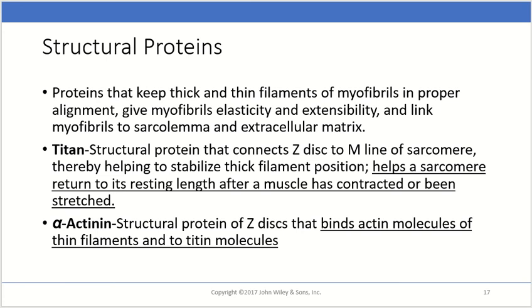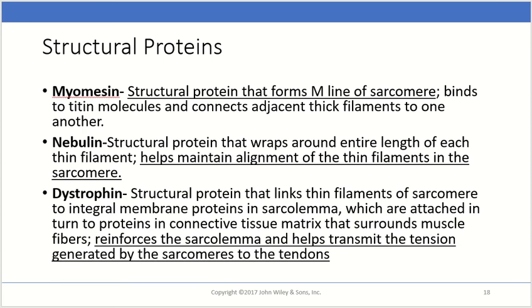Our next structural protein is alpha-actinin. And this is a structural protein of the Z disc, and this is what's going to bind actin molecules of the thin filaments and the titin molecules together. Next, we have our myomesin. This is a structural protein that's going to form the M line of the sarcomeres, and it's also going to bind titin molecules, and it's going to connect adjacent thick filaments to one another. Next, we have our nebulin, and this is going to be a structural protein that wraps around the entire length of each of the thin filaments, and it's going to help to maintain the alignment of the thin filaments within that sarcomere. And then last but not least, we have our dystrophin.